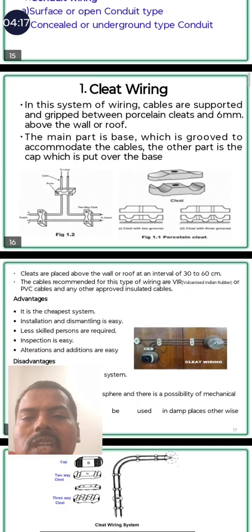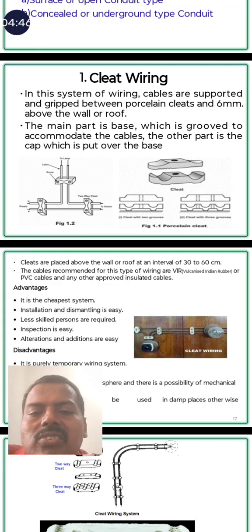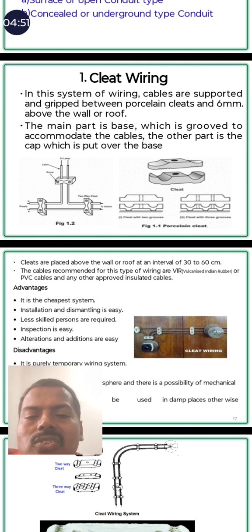For the cleat wiring, the cables are supported and gripped between the porcelain cleats, and it is 6 mm above the wall or roof. The main part is a base, which is grooved to accommodate the cable. You can look at the picture to easily understand how the cables are accommodated in cleat wiring. There is a cap which is put over the base. The cleats are placed above the wall or roof at an interval of 30 to 60 centimeters.